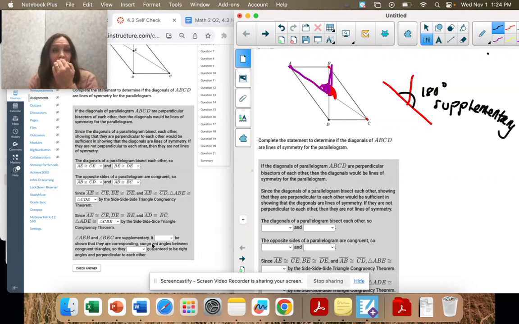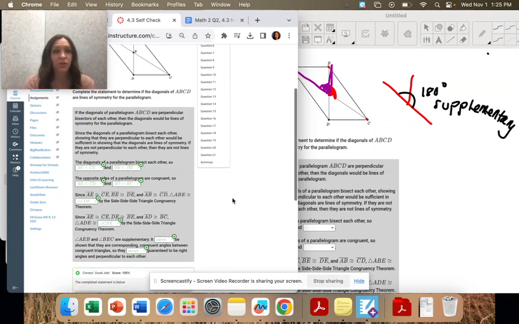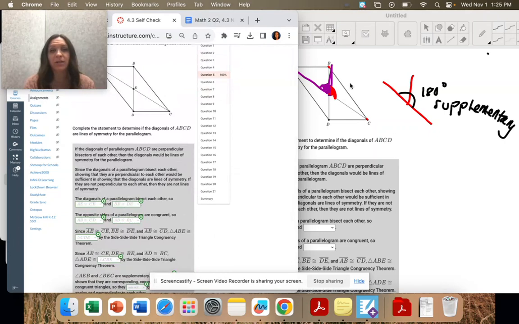And it tells us that they're supplementary. So it can or cannot be shown that they are corresponding congruent angles. So if they're supplementary, they add to 180. They are not congruent. Okay, those are not congruent angles. They're not corresponding. So they are not perpendicular. Perpendicular means they'll both be 90 degrees. They're not congruent. Woohoo! So that one takes a while, but it's just going through our properties that we know of parallelograms.